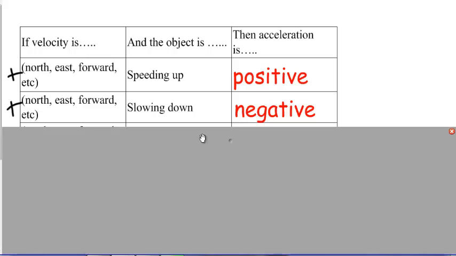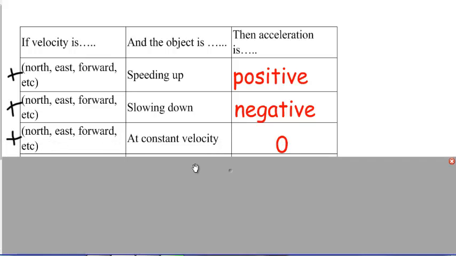Now, if the velocity doesn't change or it's constant and we start off positive, now our acceleration is zero. So all three of these started in a positive direction, but if it sped up, it had a positive acceleration, or a positive change in velocity. If it slowed down, it had a negative change in velocity. And if it didn't change velocity, the acceleration was zero.